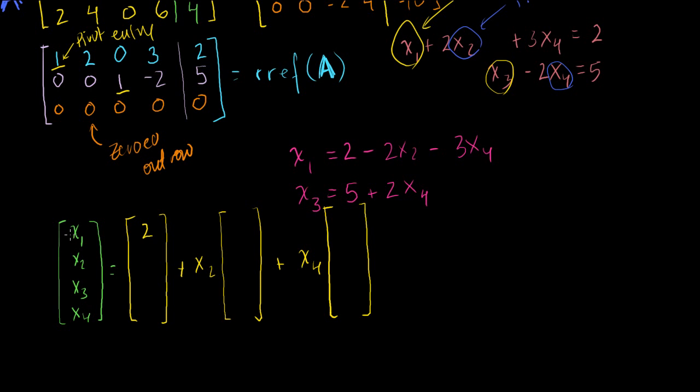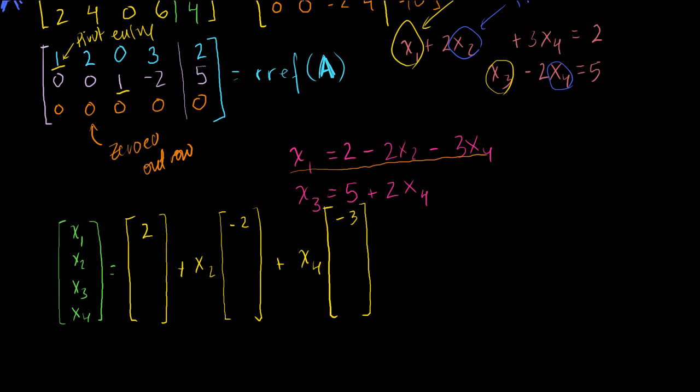So x1 is equal to 2 minus 2 times x2, or plus x2 times minus 2. So I put a minus 2 there. And then I can say plus x4 times minus 3. So I can put a minus 3 there. These first entries of these vectors just literally represent that equation right there: x1 is equal to 2 plus x2 times minus 2 plus x4 times minus 3.